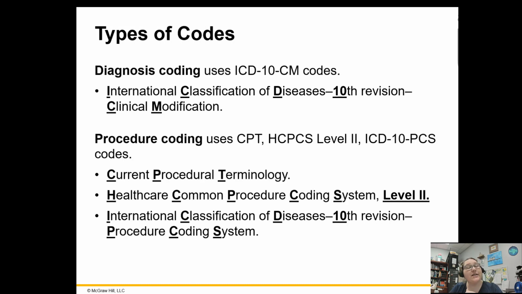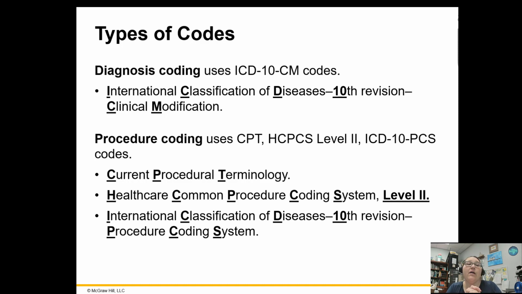All right, next let's look at types of codes. Diagnosis coding uses ICD-10-CM, which stands for International Classification of Diseases, 10th Revision, Clinical Modification. Then we have procedure coding. We have 3 different manuals we're going to mention. We have CPT, which is Current Procedural Terminology, technically CPT-4, Current Procedural Terminology 4th.